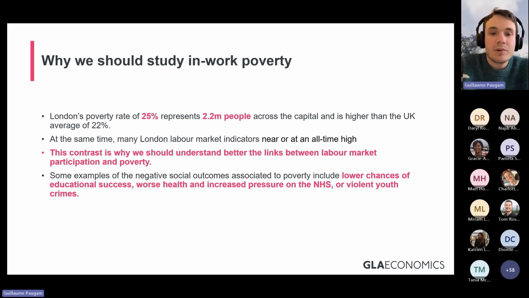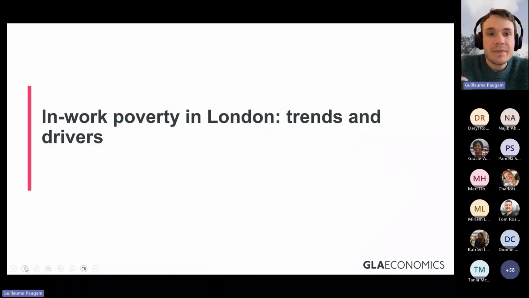Also, there are many examples of negative social outcomes associated to poverty that academic research has put forward, including educational inequality, health issues and pressure on the NHS, violent youth crime. So many reasons to want to understand poverty better.